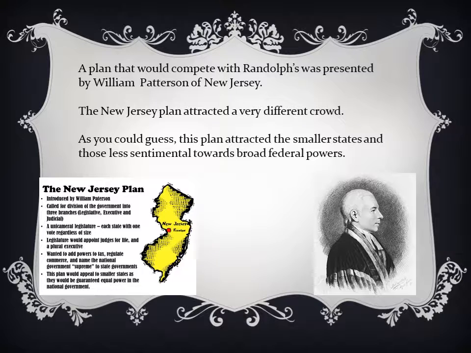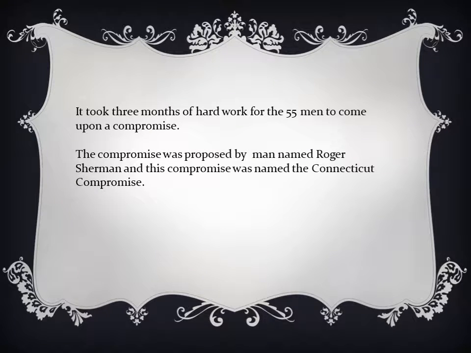On June 14, 1787, there was a plan proposed by William Patterson. This man from New Jersey made his plan, the New Jersey Plan, the complete opposite of Randolph's. The smaller states and less sympathetic states liked this plan. It took months of hard work for the 55 men of the convention to settle on a compromise. Eventually, a man from Connecticut, Robert Sherman, proposed the Connecticut Compromise.